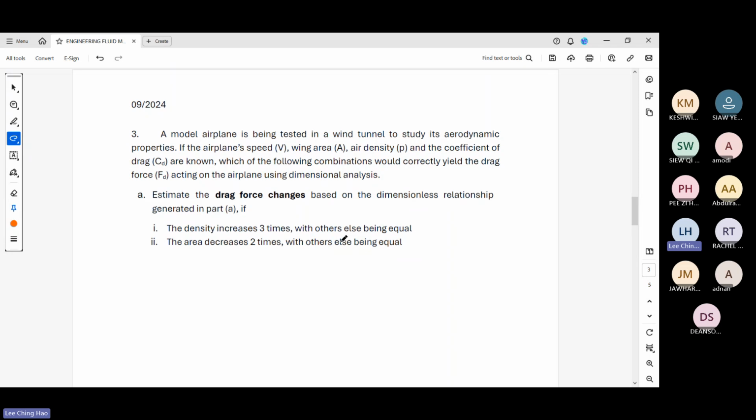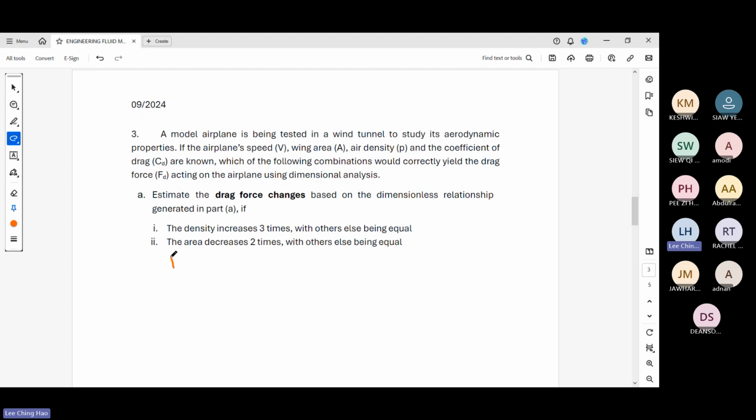It will be almost similar to your tutorial. So anyway, first of all, the steps are always the same. A model airplane is being tested by using a wind tunnel. If the velocity, area, density, and drag coefficient are known, which of the following would correctly yield the drag force using dimensional analysis? So that's why they ask.